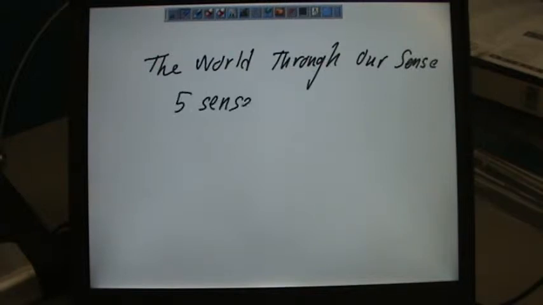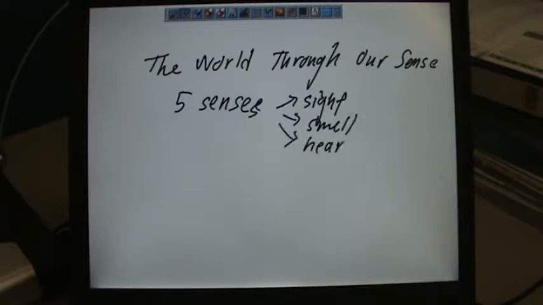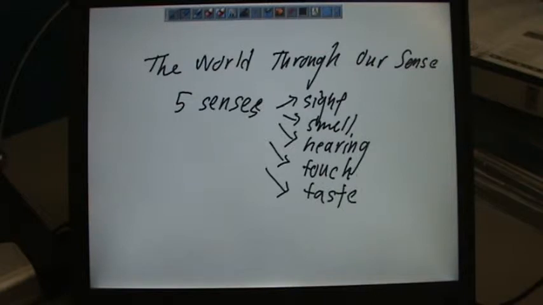The 5 senses are sight, smell, hearing, touch, and taste. So this one you can read on your own, refer to the reference book.